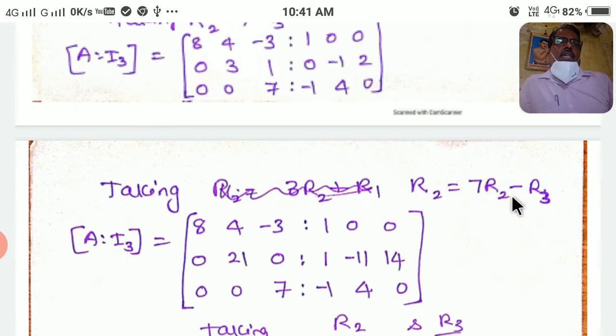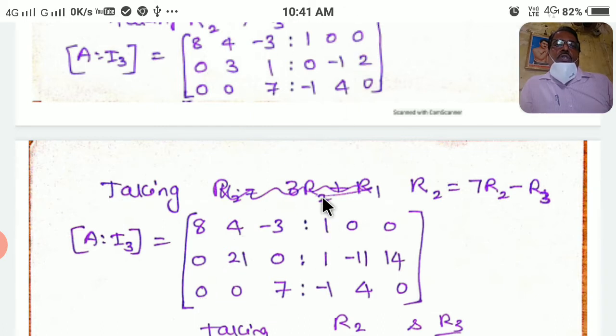Multiply the elements of R2 with 7 and subtract the elements of R3. So 7 zeros are 0. 0 minus 0, that is 0. 7 threes are 21. 21 minus 0, 21. 7 ones are 7. 7 minus 7, 0. Okay, so next is the remaining element as it is, 0 0 7.